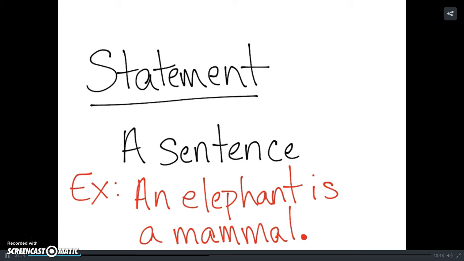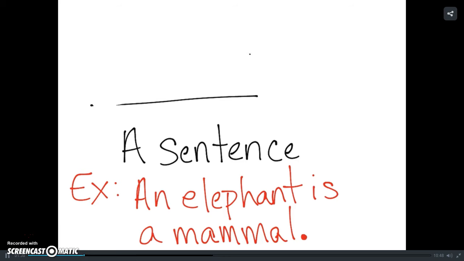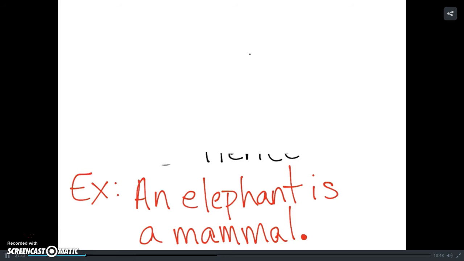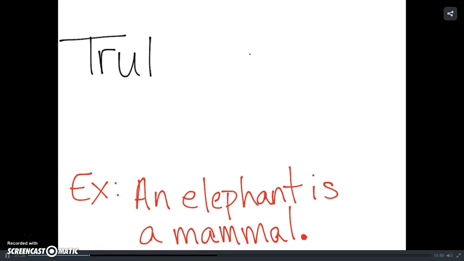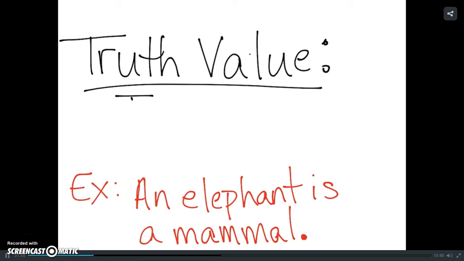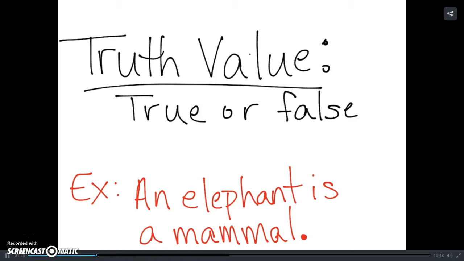That's going to bring me to our next term, and our next term is truth value. We're going to be using the same example sentence, only this time we're going to be talking about a truth value. And the truth value is either going to be true or false. Those are our only two options. When we're just talking about a single statement, you just read it and you decide, is it a true statement? Is it a false statement? We're talking about an elephant being a mammal. That is true. And so our truth value here would be true.